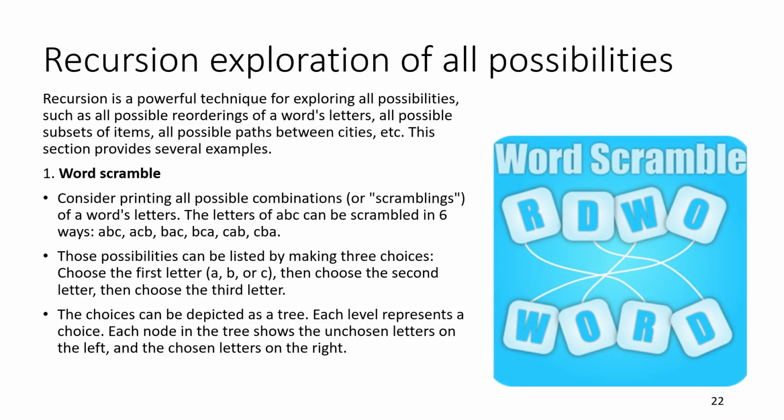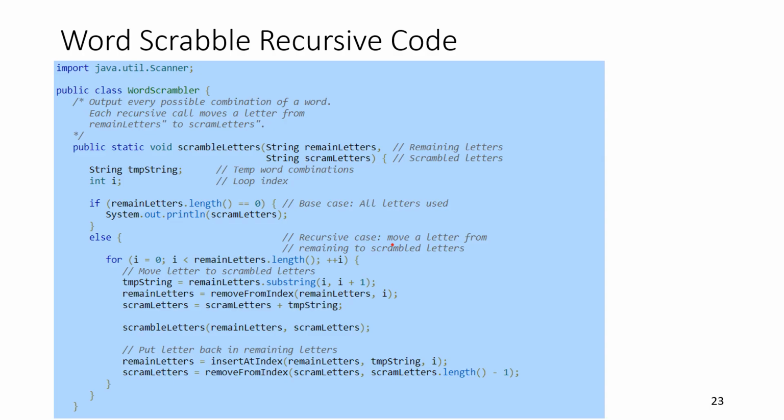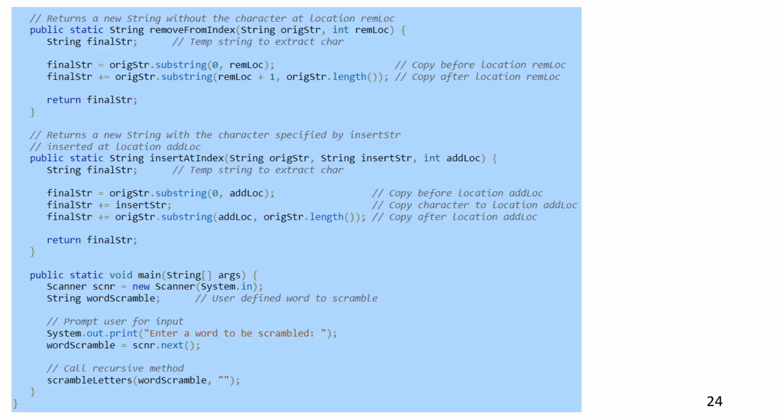Then we are going to see word scramble. Word scramble is basically printing all the different possible combinations of the given word. For example, if we take ABC, it can be written in 6 different ways: ABC, ACB, BAC, BCA, CAB, and CBA. We are going to use a recursive program so that we can print all the possible combinations of a given word. Here is the example code for the word scrambler program.